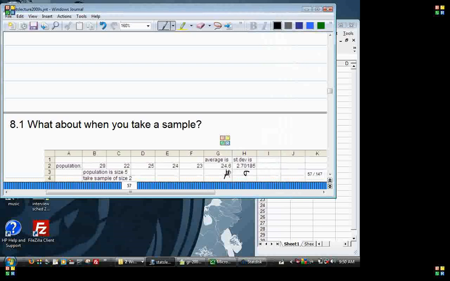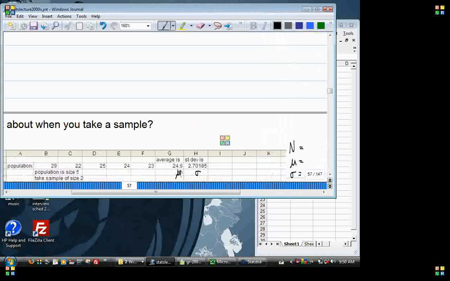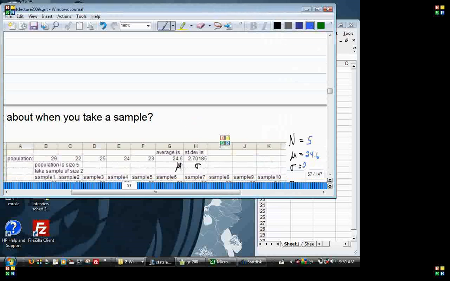So right off the bat, we can write down some things about the population. Capital N, what does that represent? N is the number, which just means the size of the population. So that's 5. And what's mu? It's the mean. It's 24.6. And what is sigma? It's the standard deviation. It's 2.70185, and so on.